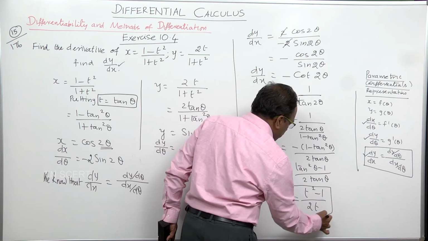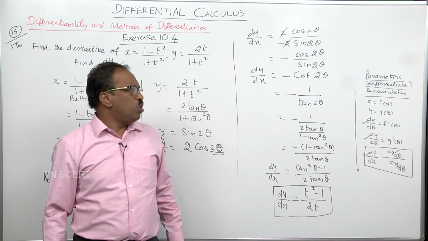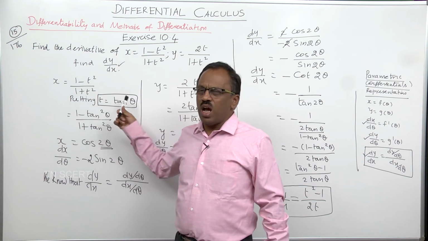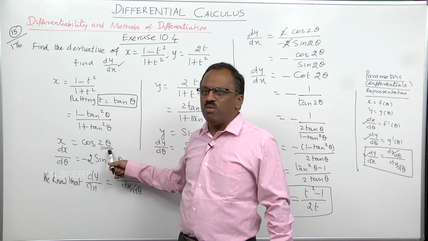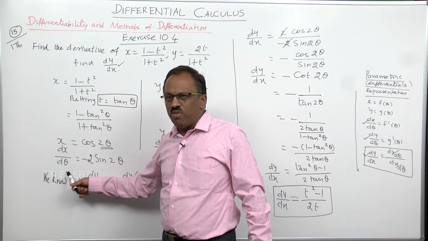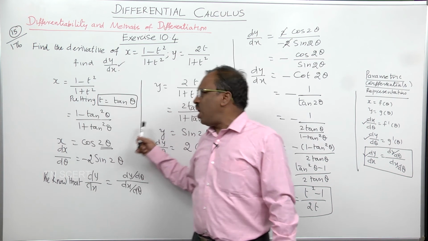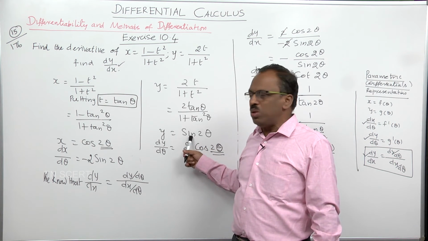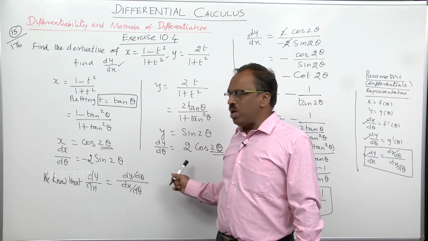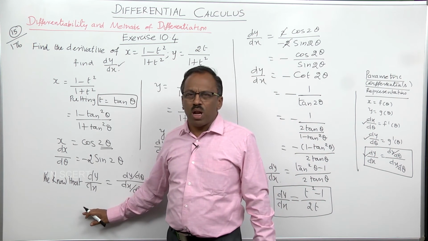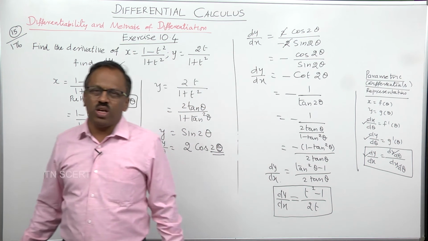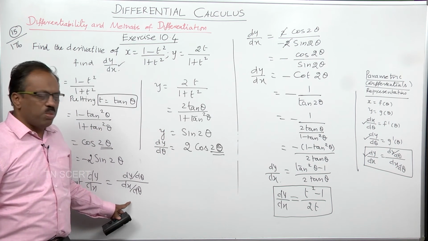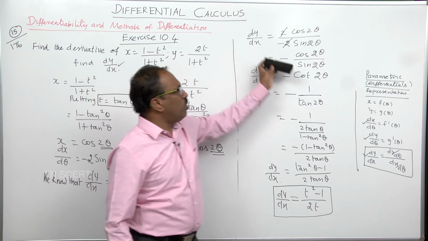Here ends the problem, which means how we converted this problem. First of all, t is tan theta, then we know the formula of cos 2 theta, and we have differentiated in terms of theta here. Likewise, y in terms of sin 2 theta, we have differentiated dy by d theta like this, and we have applied the parametric representation. We have applied the formula, and then we found out the result.